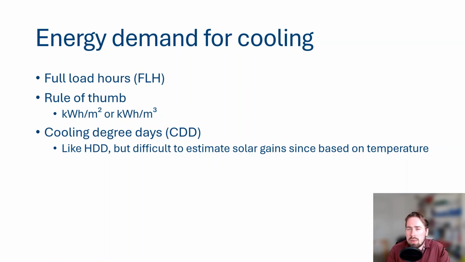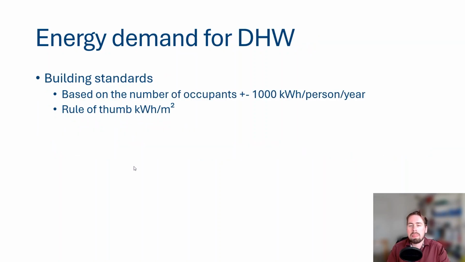Now the last energy demand is for domestic hot water. Here there are also building standards, like for all the other things. For example, some are based on the number of occupants. We know that typically for a well-developed country, a person consumes around 1 megawatt hour per year of domestic hot water. There is also a rule of thumb for kilowatt hours per square meter.